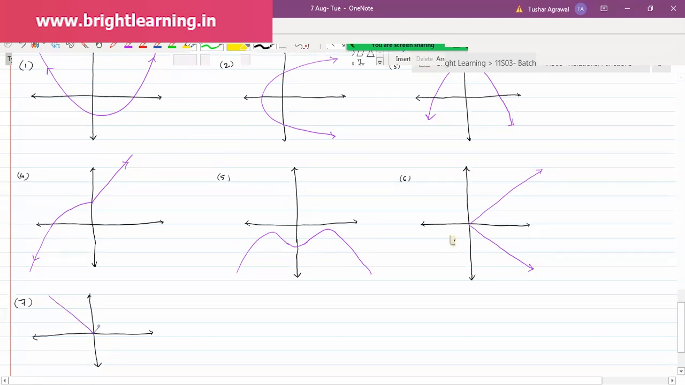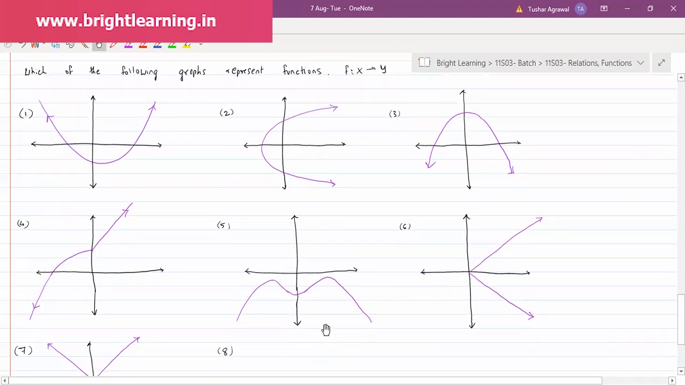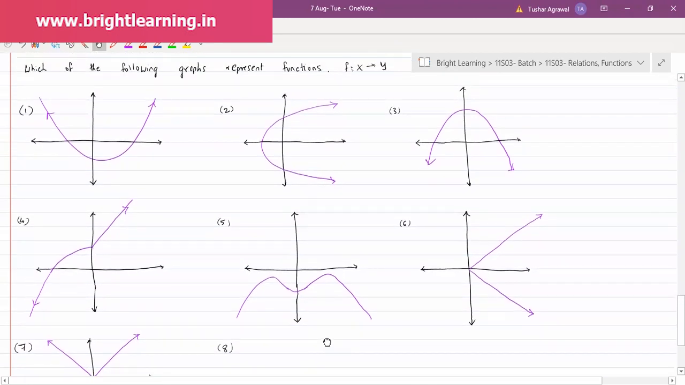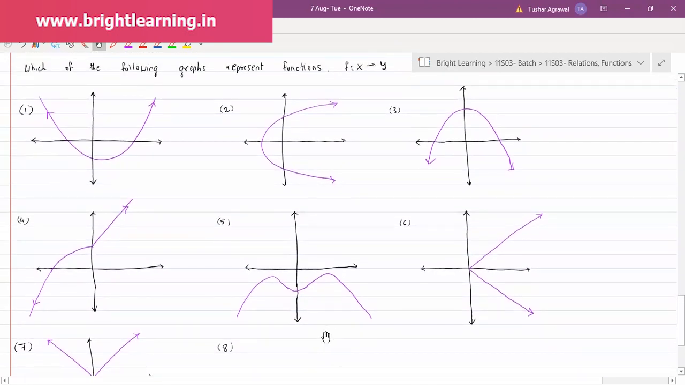Sir, could you just scroll down, sir? I'll just see the question. Which of the following graphs represents function from x to y? 1 second, sir. Done, sir.